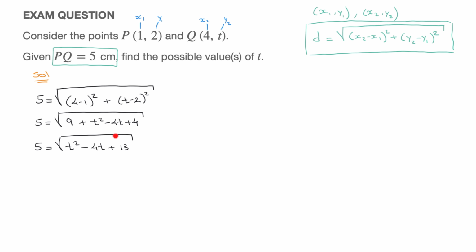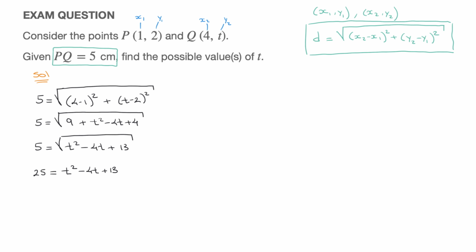Okay, now by now you can probably tell that we're dealing with a quadratic for t, but it's underneath this square root. So to get rid of that square root, we're going to square both sides of this equation. And so squaring the left-hand side leads to 5 squared, which is 25. So that's 25, which is equal to this entire square root squared. And if we square this entire square root, well, the square root simply disappears. So on the right-hand side, we end up with t squared minus 4t plus 13.